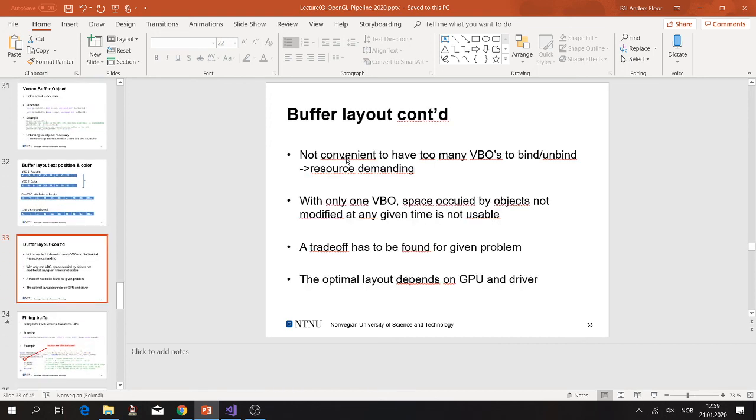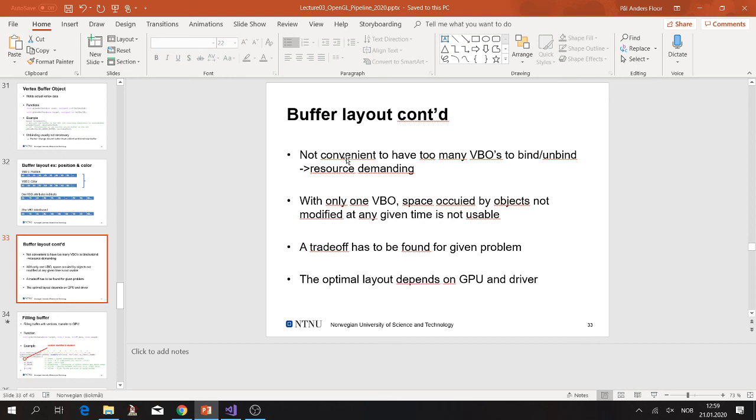Yeah, so I'll just wrap up before I continue with this buffer layout business, or before we take a break. Now it's not convenient to have too many vertex buffer objects to bind and unbind at any given time, because it's quite resource demanding. So for example, if you have one object, you may create one buffer object and then put all its attributes in that one. Another object, you may create another buffer object, and so on and so forth. Then I mean geometrical object in space. If you create only one and you have a lot of attributes, or it gets too long, as I said, space occupied by objects not modified at any given time, it's basically not usable for anything. So you basically occupy the space without using it. So we have to find some sort of trade-off from this.